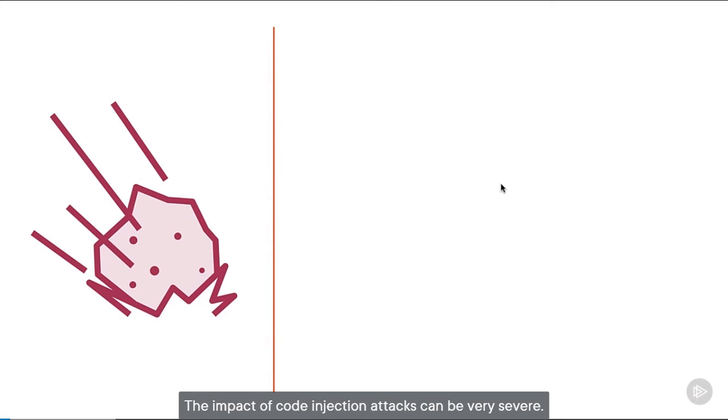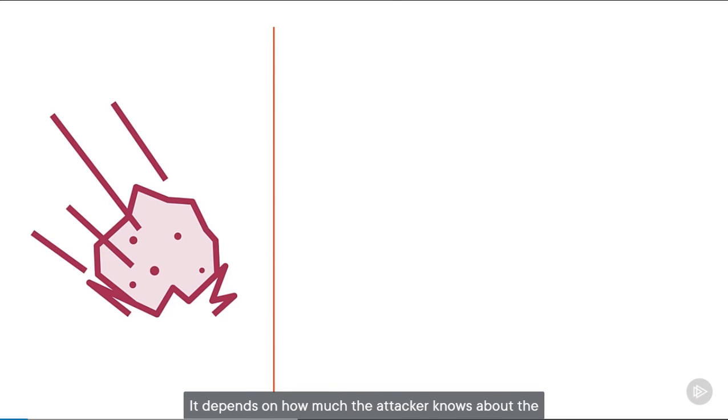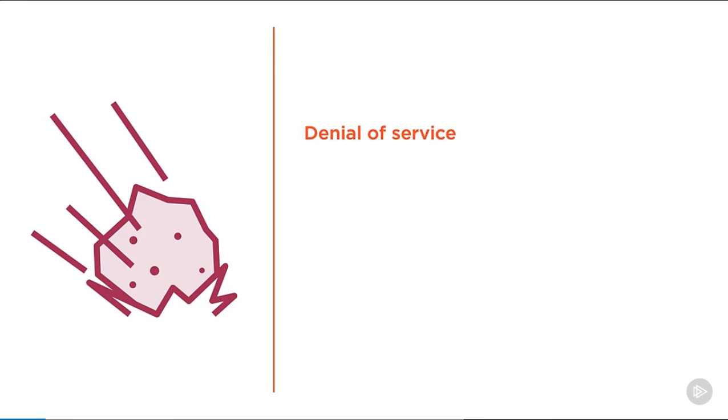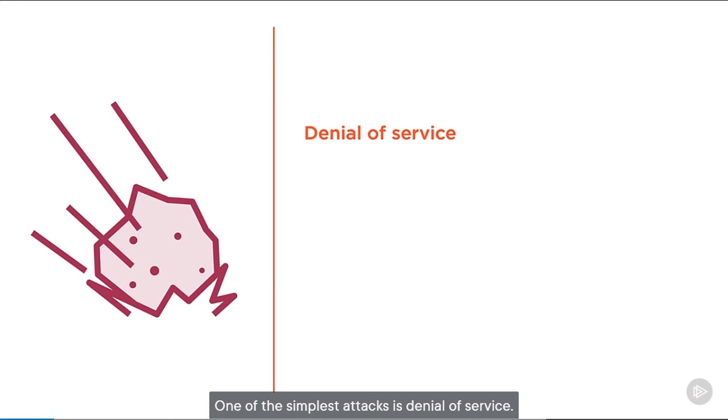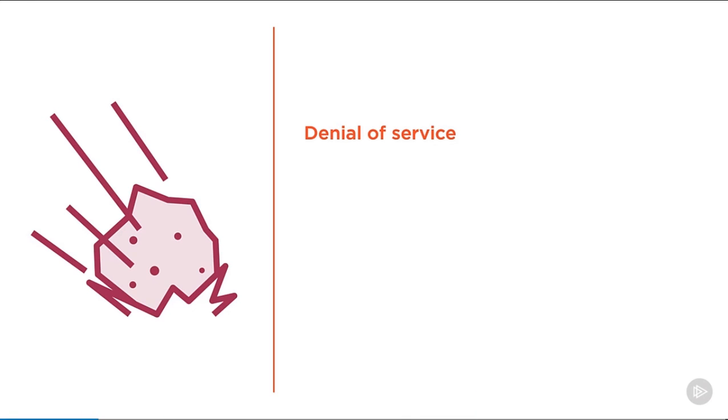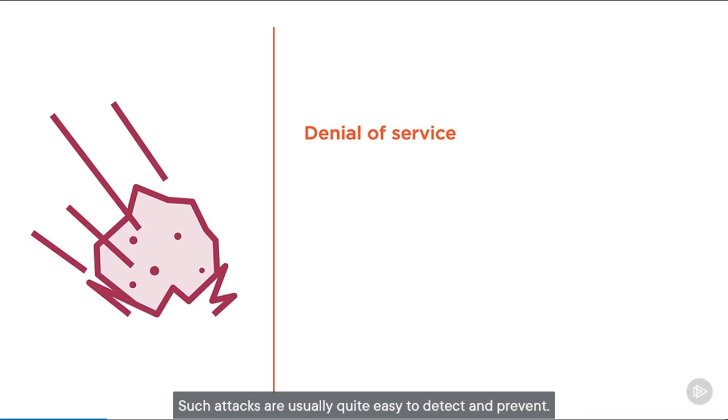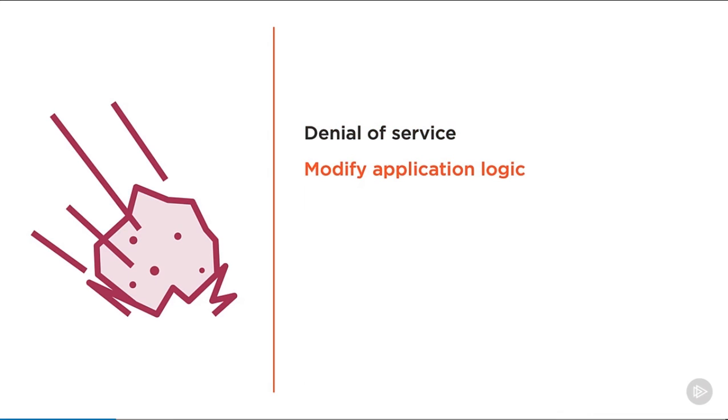The impact of code injection attacks can be very severe. It depends on how much the attacker knows about the application and its infrastructure. One of the simplest attacks is denial of service. Crashing the application and removing its files from the disk to prevent it from restarting are all easy to do if the application process has sufficient privileges. Such attacks are usually quite easy to detect and prevent.